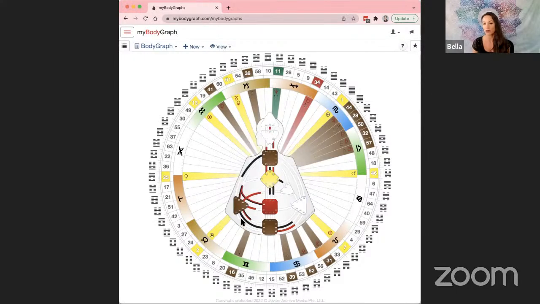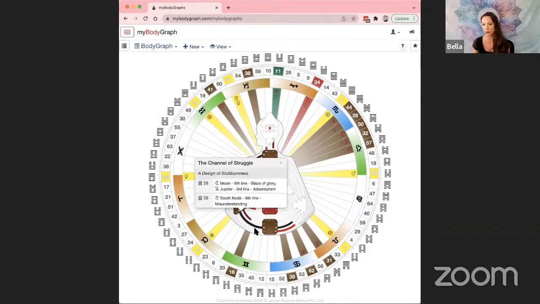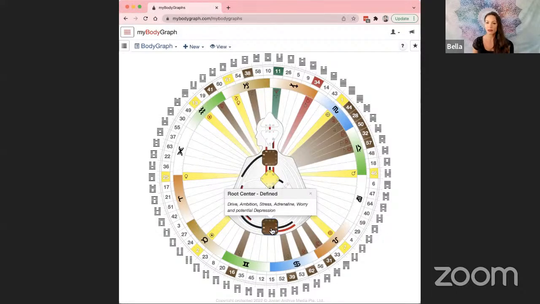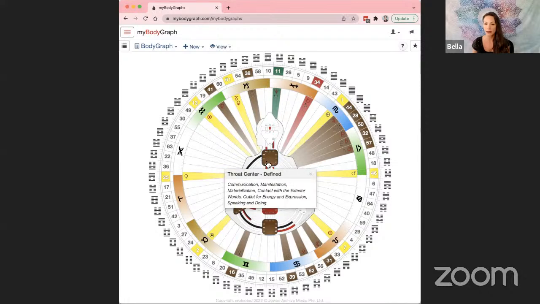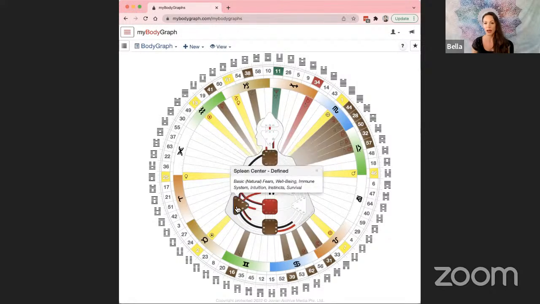Sometimes you're going to have 2 gates that meet. So when you have 28 and 38 filled in, they're going to meet in the middle. That makes a channel, which is going to make this center colored in and this center colored in. Wherever you see that there are 2 gates that meet, the 30 and the 31 and the 7, they are meeting. So the throat and the G are defined. You have the 57 that is meeting the 34, so the sacral and the spleen are defined.